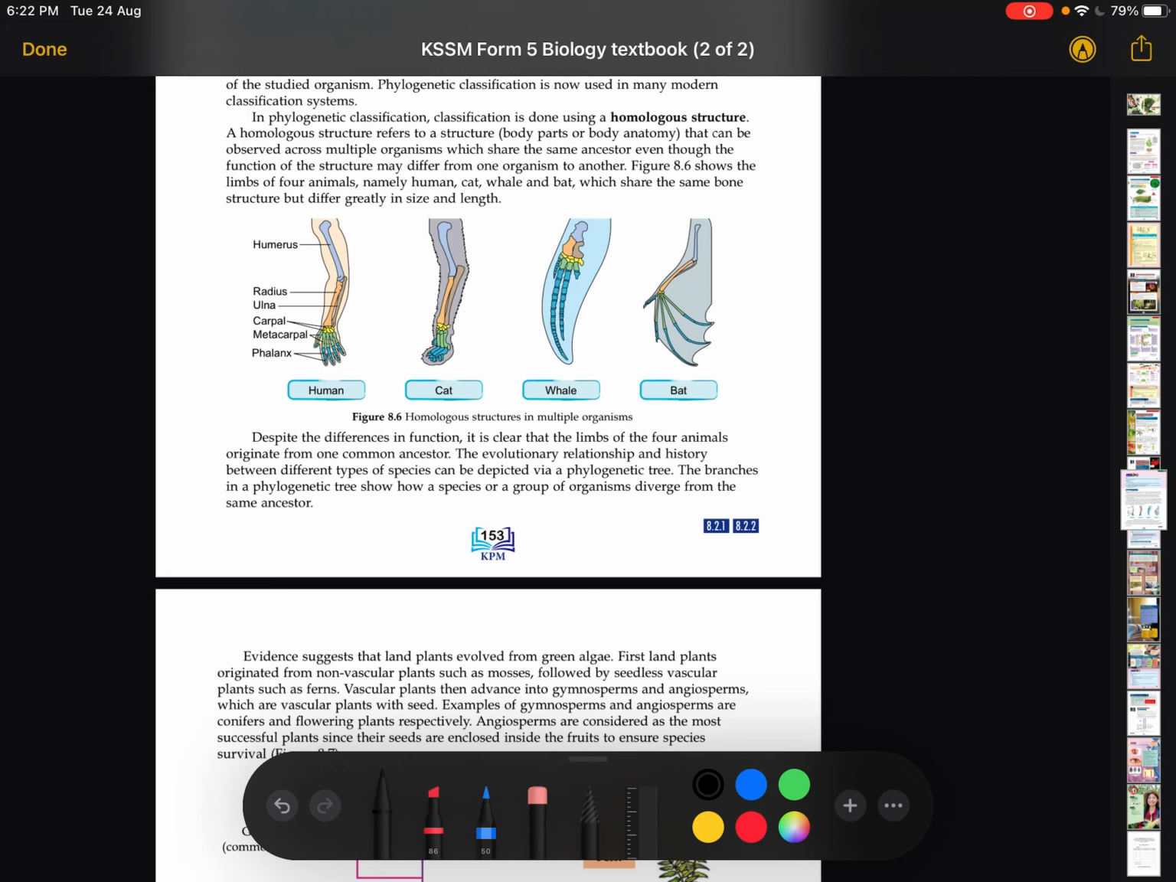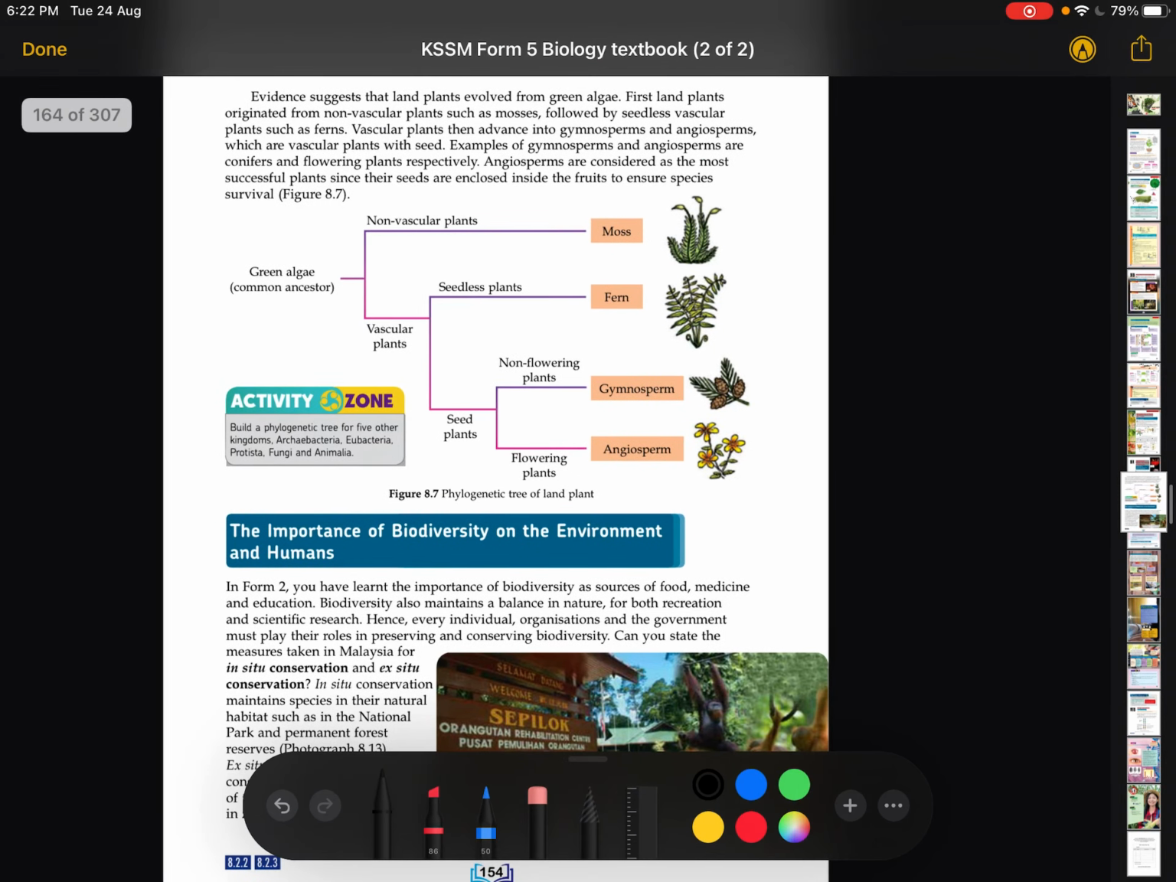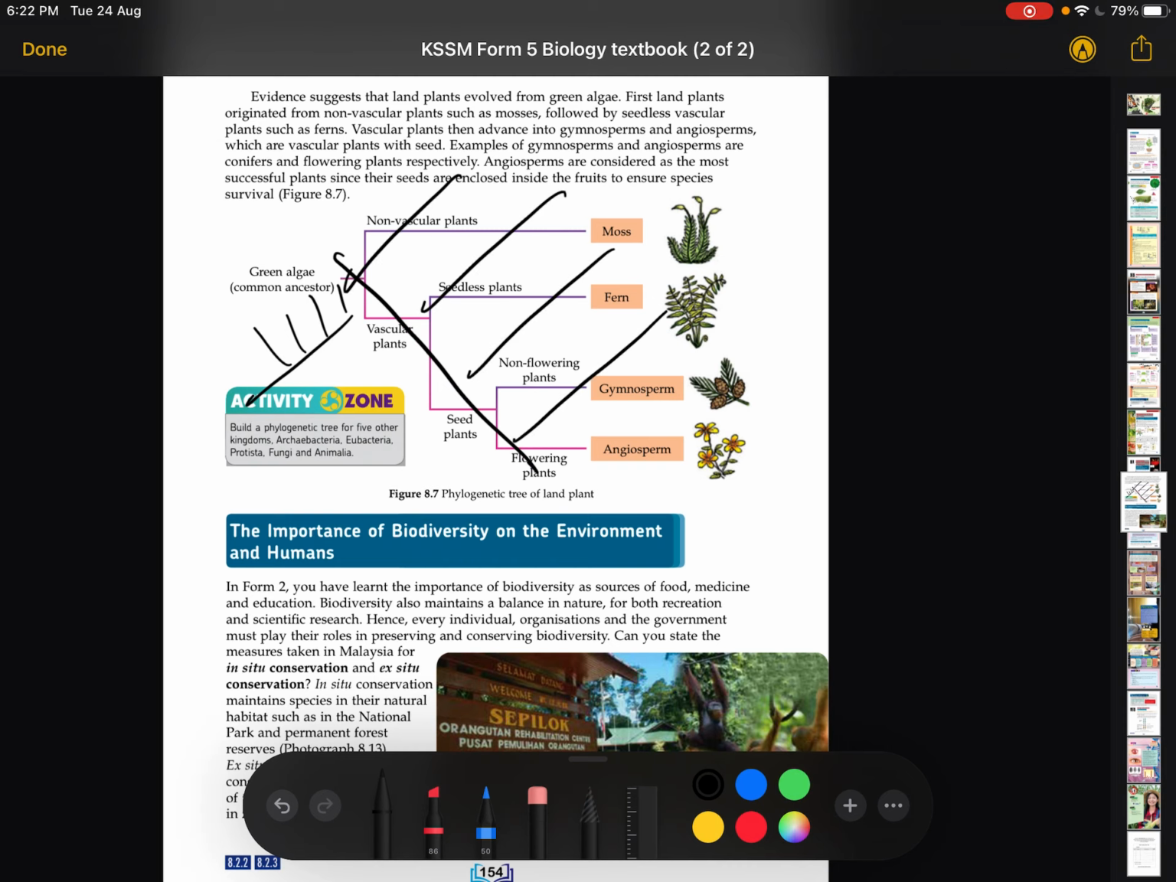So you use something called a homologous structure, or same structure, and it refers to one certain characteristic that they have in common and you try to separate them based on that. For example, normally in the exam you'll see a phylogenetic tree like this. So think of it like this. So this is what you will normally see in exam.